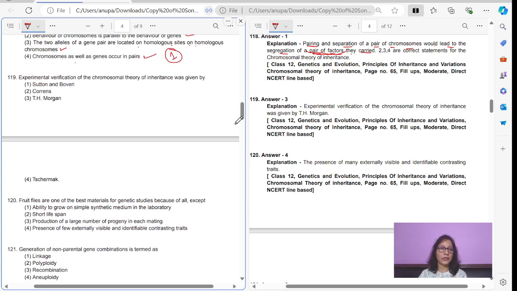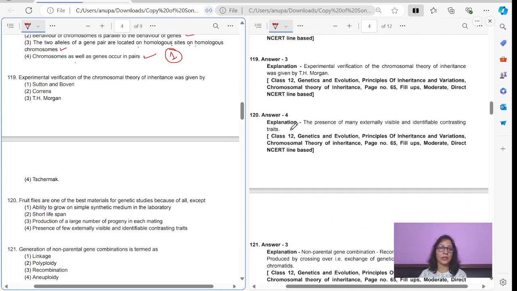Now let's move to the next question, that is question number 119. It says that experimental verification of the chromosomal theory of inheritance was given by. Means we have to find out the name of the scientist who has done the experimental verification of the chromosomal theory. It is a memory based question and you have to memorize this fact.